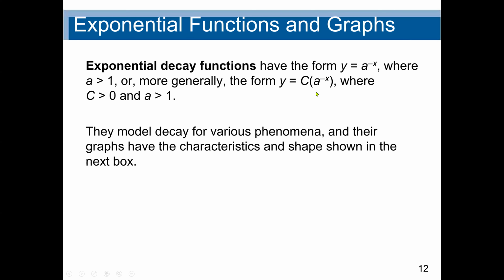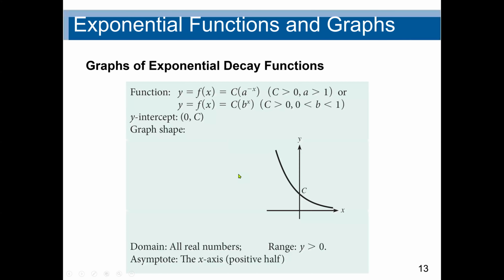And what changes here is the negative, so a to the power -x. In the growth function, c is a positive value, a is greater than 1, and our x is also positive. With the decay function, the variable x is negative. So this model describes decay phenomena, and their graphs have the characteristics and shape shown in our next box here. So here we can see that the function at the beginning is increasing, then it decreases exponentially as x increases.